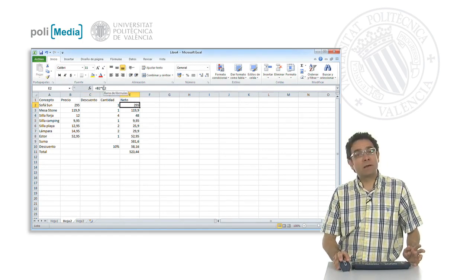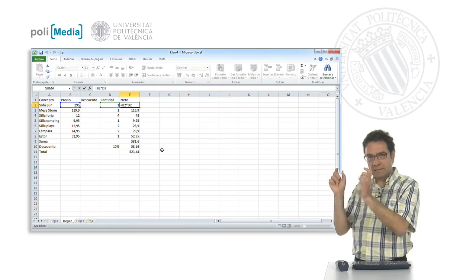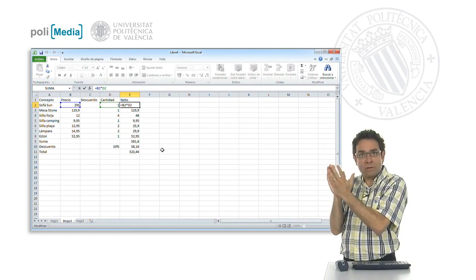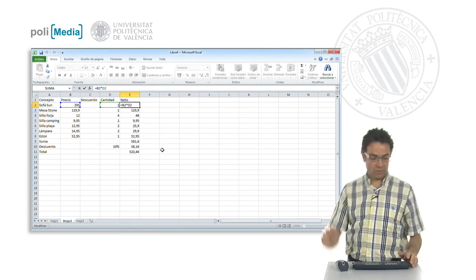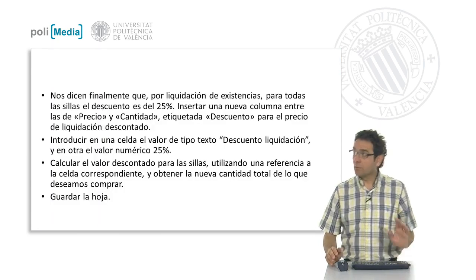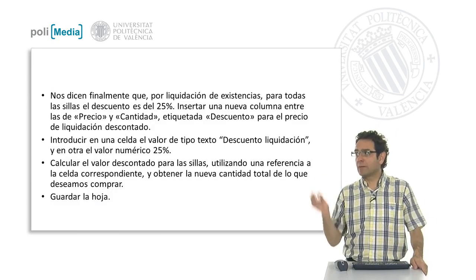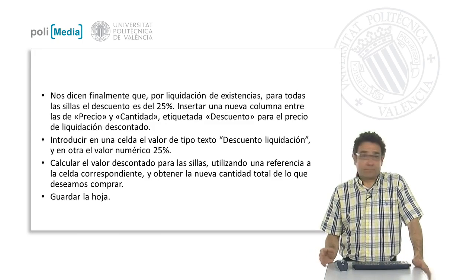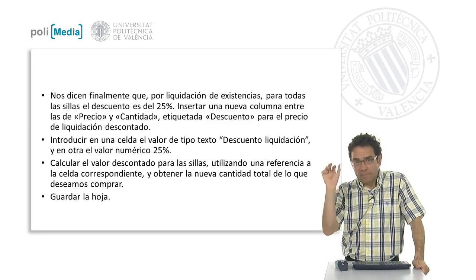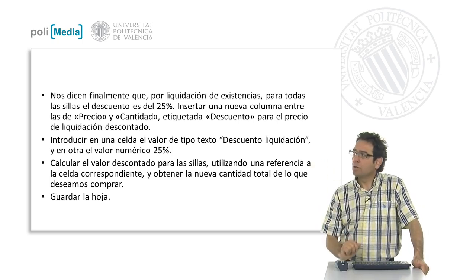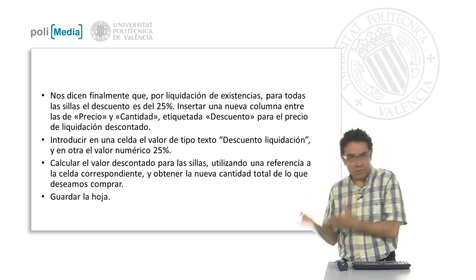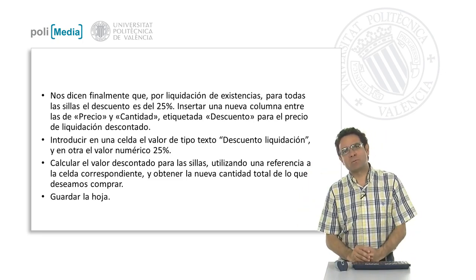First, checking that the relative reference to the two cells that had the price and the quantity has been amended in its formulation but not in its meaning, and continues to be the correct value. We proceed with the proposed exercise and it tells us to enter in a cell, in the one we want, the text value, the header liquidation discount, and the value 25% that we are going to enter in another cell, where we think is most appropriate in the spreadsheet.